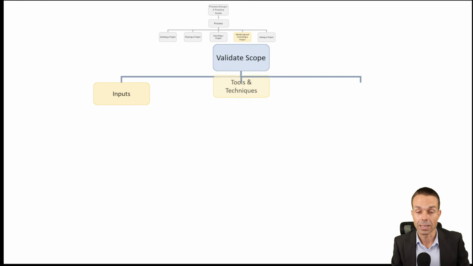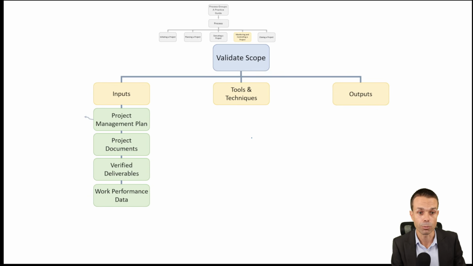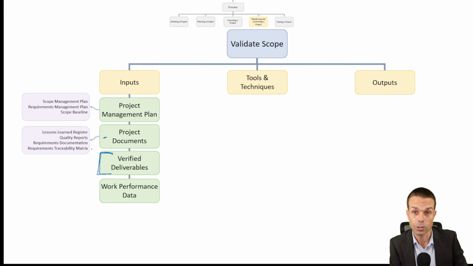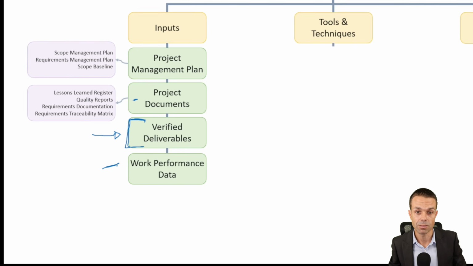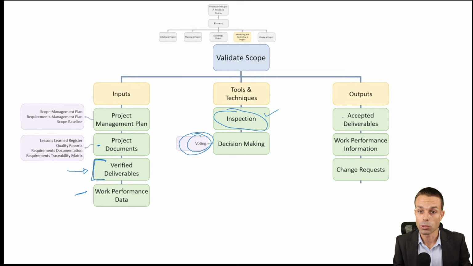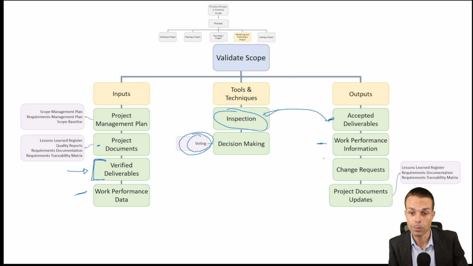Also part of monitoring and controlling is validating that scope. If you remember, that's with our project sponsor or the customer, whoever's receiving the scope and the completed deliverable. We will need our project management plan, project documents, the verified deliverables. That means they've been verified with our quality assurance process, work performance data about our project, and that includes the quality process data. Inspections, so we've inspected the product and we're happy with it. Decision making, the outputs we have here once it's been signed off are our accepted deliverables, the work performance information, change requests if we have any defects that need to go back and be worked on again, project document updates.